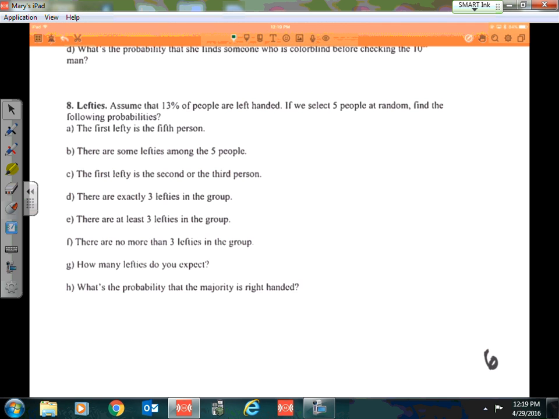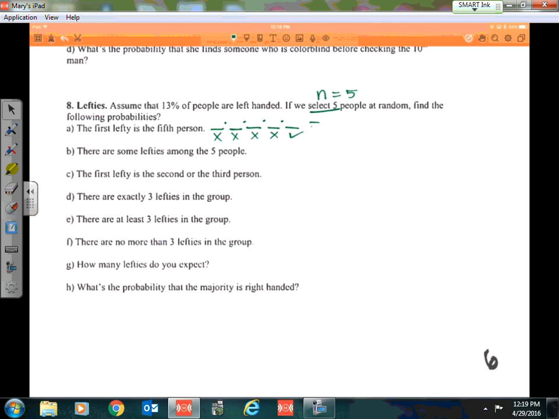All right, here we go. Assume 13% of people are left-handed. We are going to select 5, so N is 5. Find the following probabilities. A, the first lefty is the fifth person. So what's that going to be like? Good. No, no, no, no, yes. And of course those multiply together.